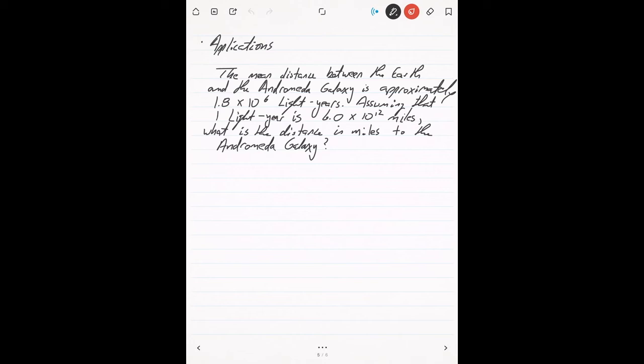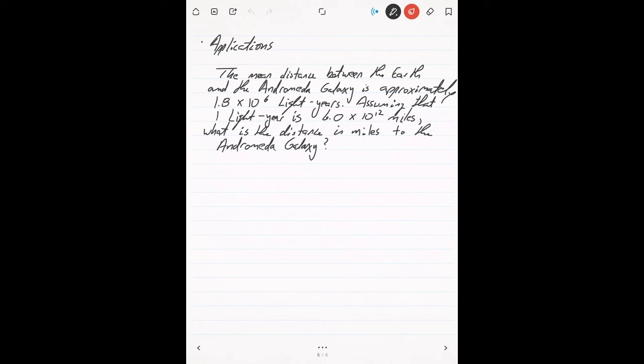Now let's get into an application problem. Here, let's talk about something from astronomy. We're going to discuss the distance between Earth and the Andromeda Galaxy. Now, Earth is a part of the Milky Way galaxy. That's the galaxy we are in. The Andromeda Galaxy is a separate galaxy.